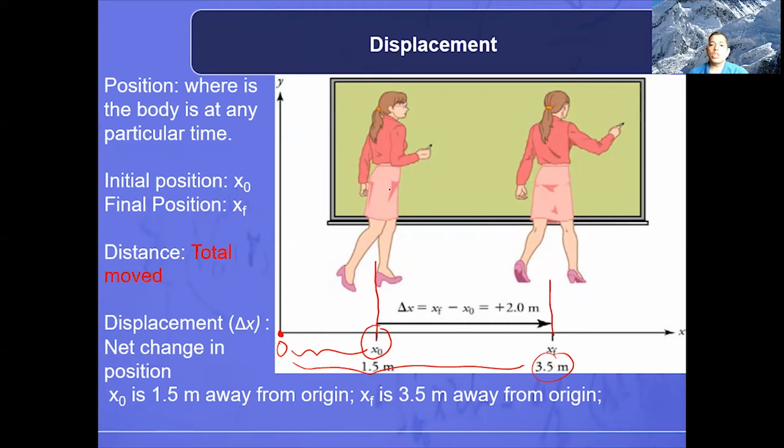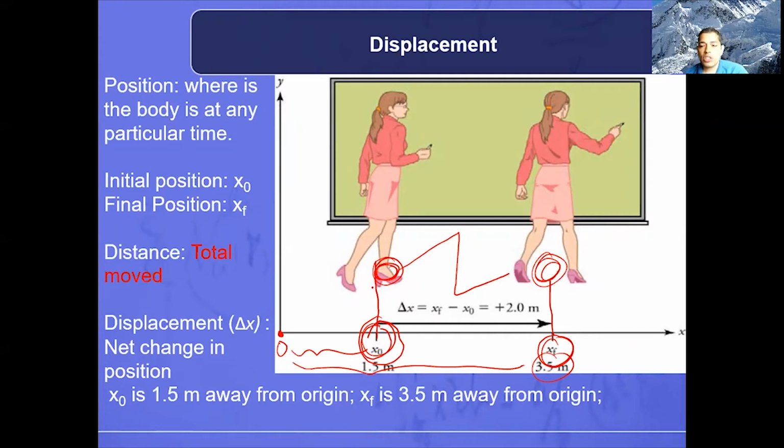So the teacher moves from x0 to xf, where x0 is the initial position and xf is the final position in this case. She doesn't have to move straight like this. She might go this way, she might go this way too. But this is her initial position, and this is her final position.